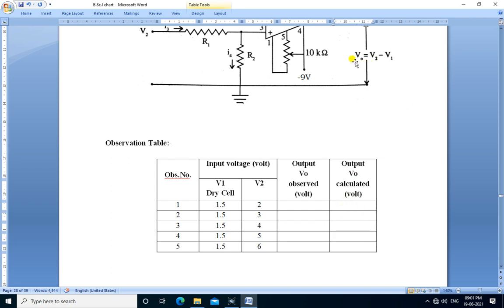For calculation we have this formula, that is V2 minus V1. So we can calculate and note down for each observation. For the first observation, V2 is 2 and V1 is 1.5. So 2 minus 1.5, that is 0.5 volt. Next 3 minus 1.5, so it is 1.5 volt. Similarly we calculate for all the readings.